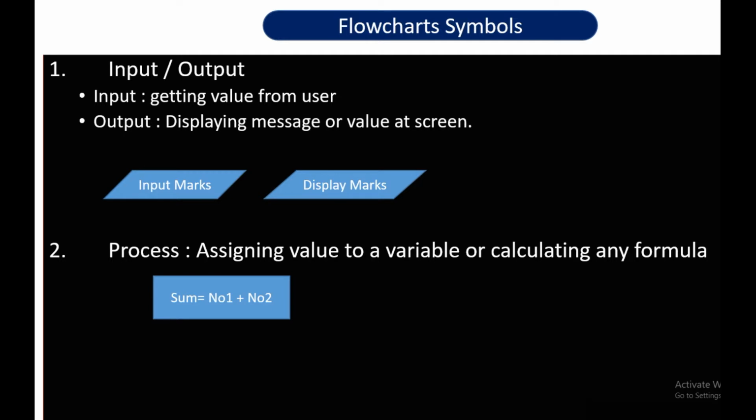Flowchart symbols. We use different symbols for representing our problem. For input and output, we use this symbol, and for processing, we use this symbol. Input is getting value from user. Output is displaying message or values at screen. Processing means calculating any formula, like sum is equal to number 1 plus number 2.